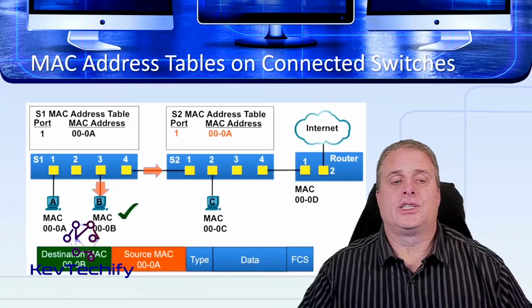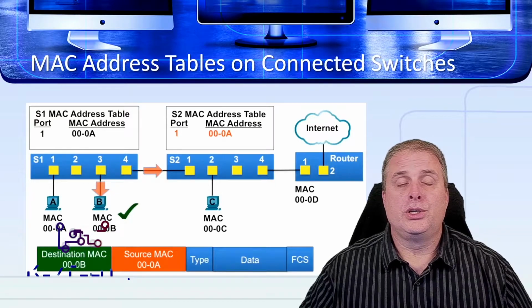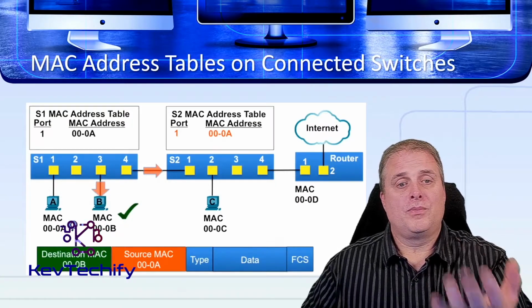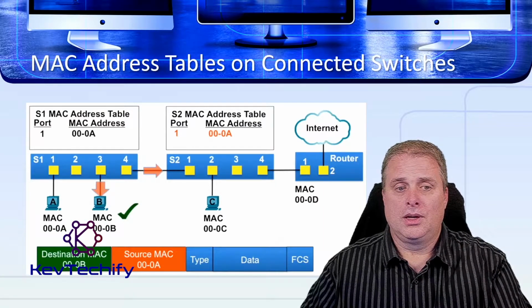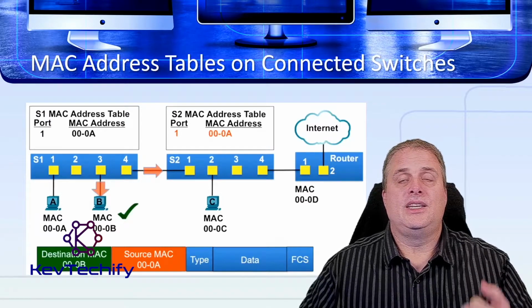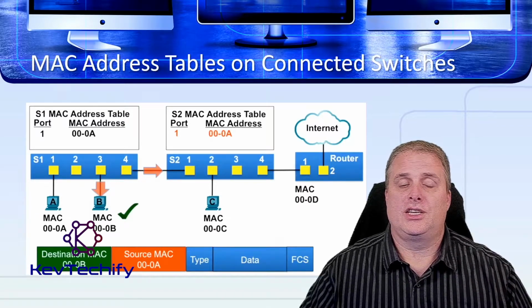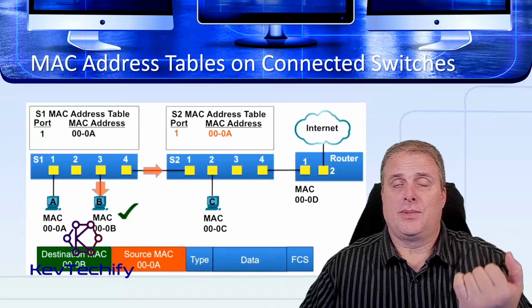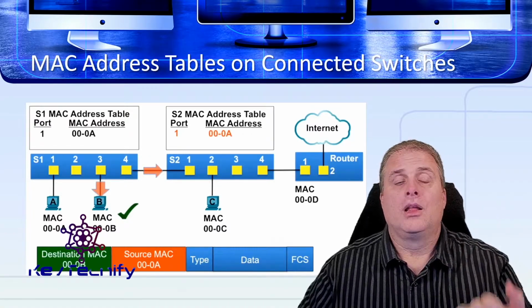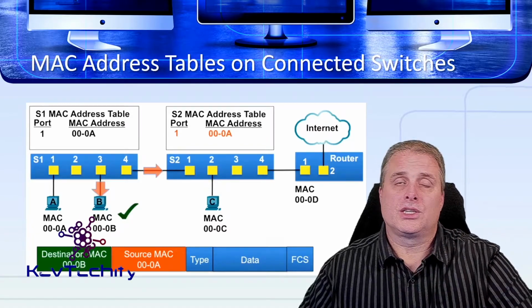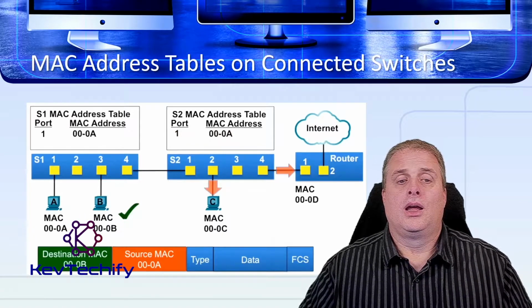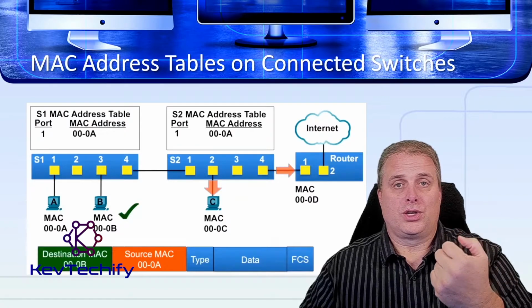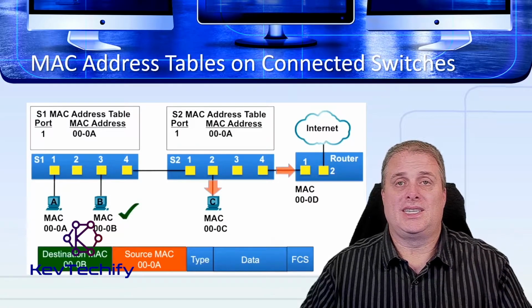But getting back to our example, switch 2 received that frame in, updated its MAC address table, then it looks at the destination MAC address. Destination MAC address, once again, is 00B. Looks in its MAC address table, it's not there. We forward out all available ports except for the one we got it in. Goes out port 2 down to PCC.